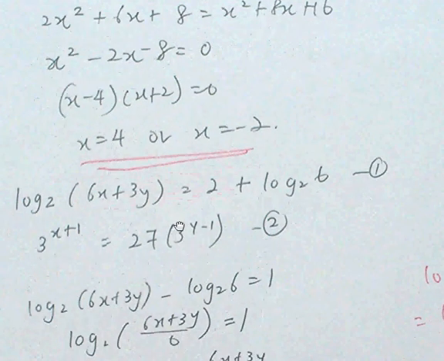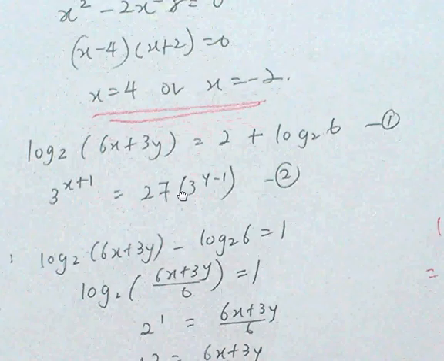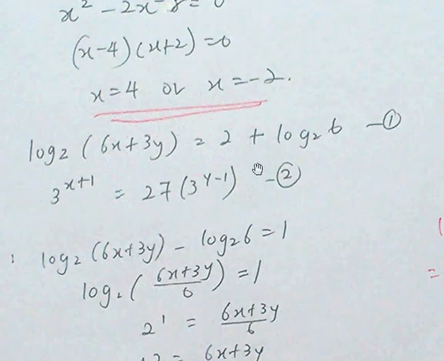For part B, we have to solve simultaneous equations. The first equation is log₂(6x + 3y) equals 2 + log₂ 6, and the second is 3^(x+1) equals 27 times 3^(y−1). So this is equation 2. So firstly, we will simplify equation 1.